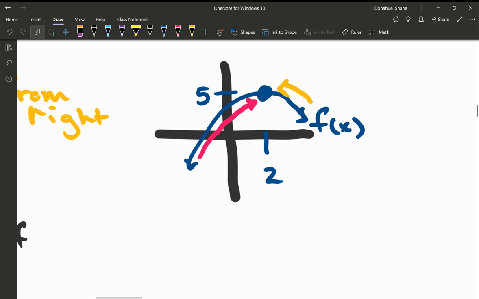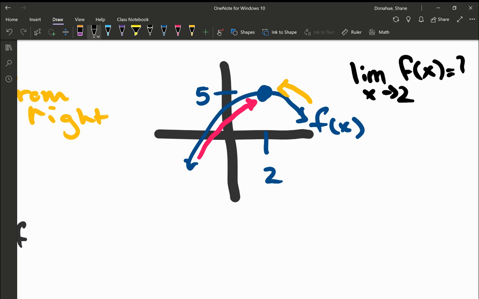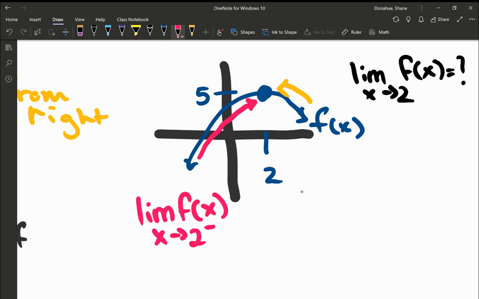So for this example, we're trying to figure out, well, what's the limit as x approaches 2 of f of x? Does it exist? And if so, what is it? So then we have to consider the left-hand limit. So we're looking at 2 from the left. So that's this pink arrow I have here. As we get closer to x equals 2, what does my y get closer to?